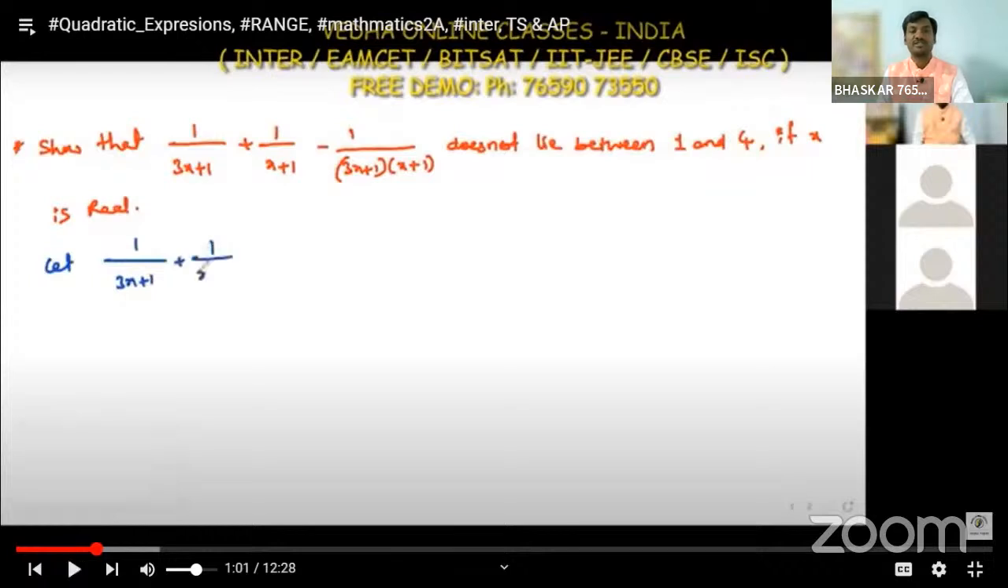Just look at the question. Show that 1 divided by 3x plus 1, plus 1 divided by x plus 1, minus 1 divided by 3x plus 1 into x plus 1, does not lie between 1 and 4 if x is real.